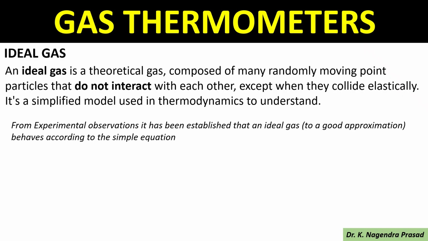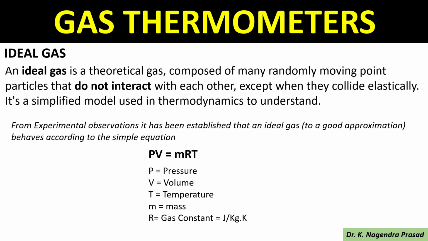From the experimental observation, it has been established that an ideal gas behaves according to the simple equation, that is PV equal to mRT. Here P is the pressure, V is the volume, T is temperature, and small m is the mass, and capital R is the gas constant, and the units of the gas constant are joule per kg Kelvin.